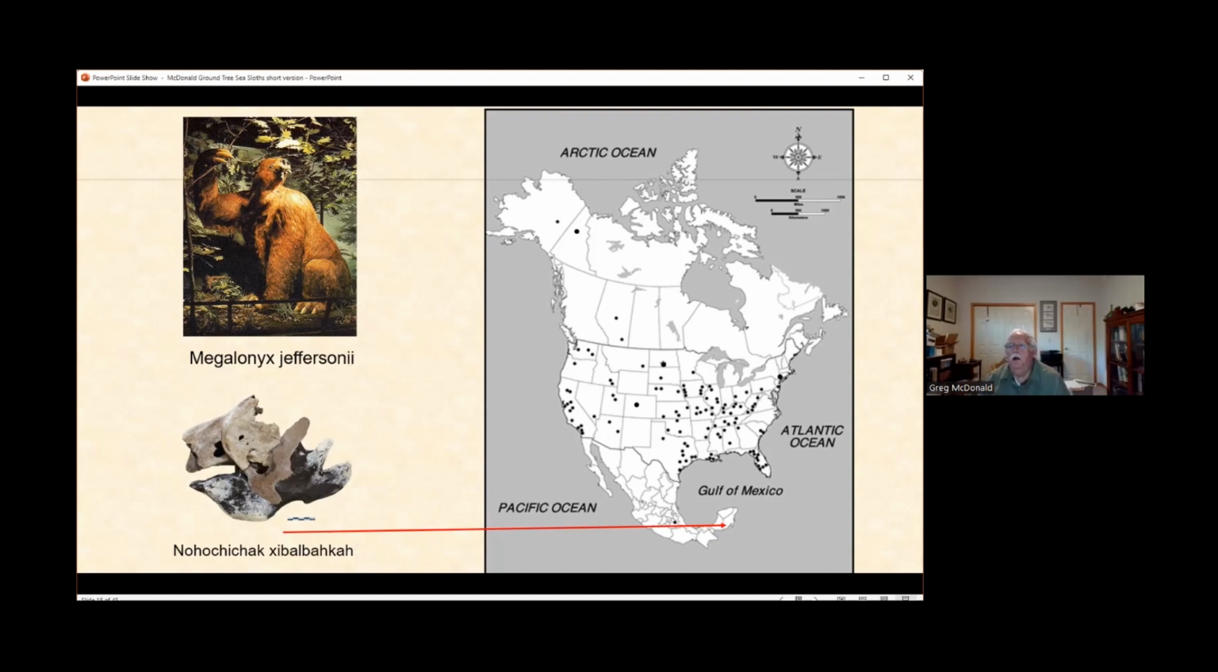So we are learning a lot more about sloths in the tropics. Basically, all of our knowledge of megalonychids in the past has come from temperate North America, and now getting into southern Mexico and down into Central America, we're making a lot of new discoveries of sloths that were living in the tropics. So once again, we've only really scratched the surface. There's many areas yet that have not been fully explored, and new discoveries are being made all the time.